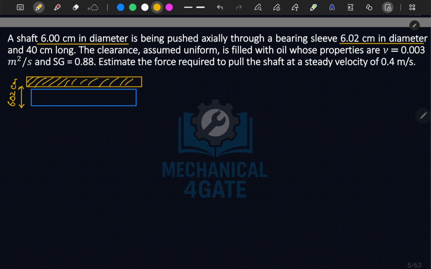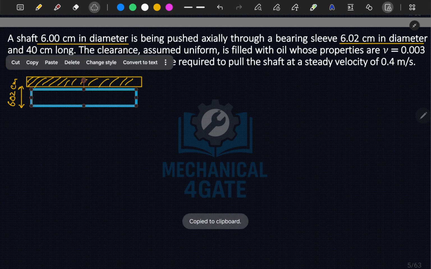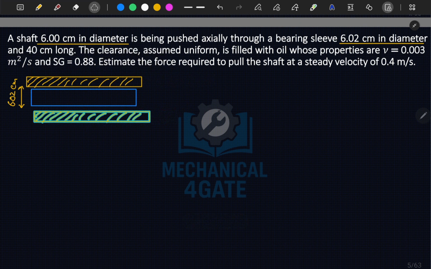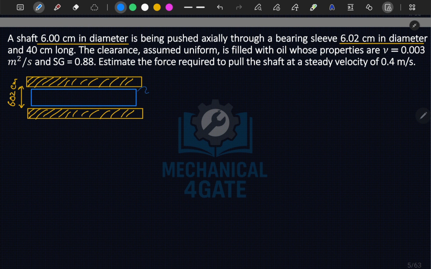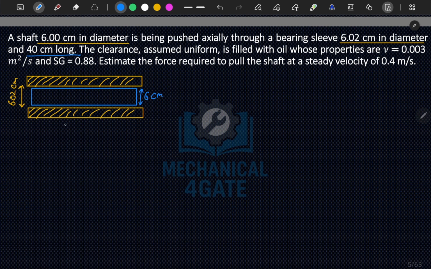This is your sleeve. Between this sleeve we have a shaft. This is your sleeve, and between it is your shaft. The diameter of the shaft is 6 centimeter, and it is given as 40 centimeter long. The shaft is through the bearing sleeve, so it is pushed through. Let's say this is 40 centimeter.